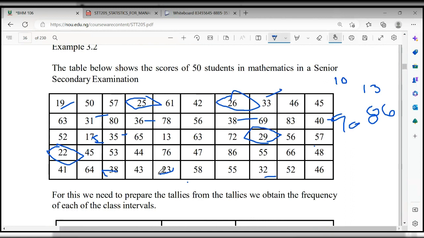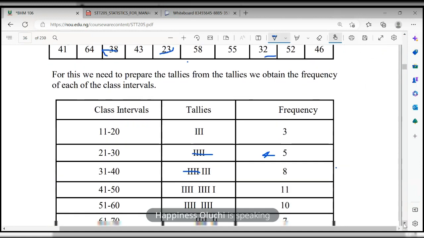All this is the table. Everything we are working with is this table, and this is the number. They even said there are 50 students. So we have already sorted it out. At the end of the day, you must get 50. If it's not 50, then you know to get it right. The frequency must be 50 because it is 50 questions.